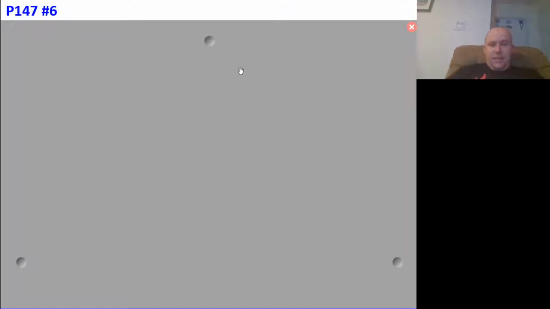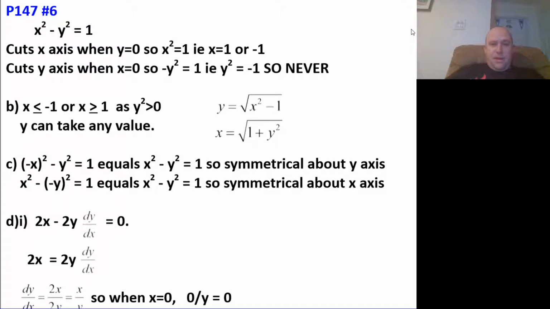Question 6 is one of my least favorite questions. I keep saying every year I'm actually going to cut this question out. There are a few things on here that are useful to remind people about though. So when you're looking for x-intercepts, remember that means you set y equal to 0 and then you can solve. Or when you're looking for y-intercepts, you would set x equal to 0 and solve.